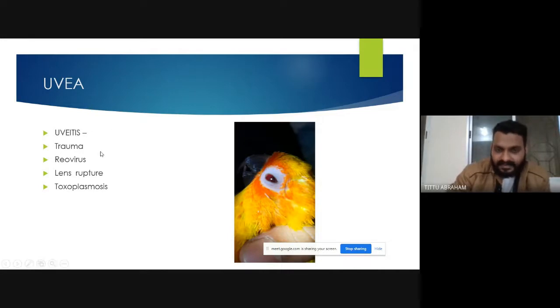In the case of Reovirus, lens rupture, and toxoplasma, this can happen. Sometimes the eye may get infected with pus. Then that condition is called hypopyon, and there is anterior synechia and posterior synechia. So many terms are there. That can only be diagnosed by a vet who has practice in ophthalmology. You should have an ophthalmoscope and many other things. So it's difficult to identify what the problem is. So I request, if you are not sure about it, don't treat it by yourself. Get it to a vet.